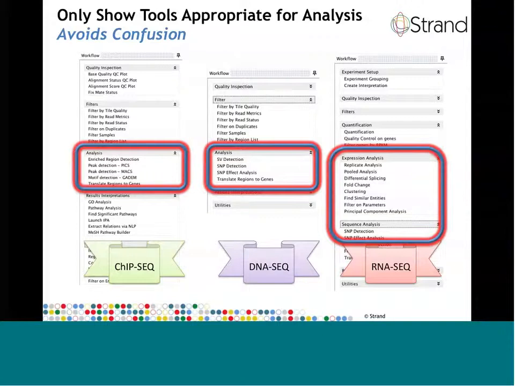So for instance, it's not typical to perform a SNP analysis in a ChIP-Seq experiment, so the SNP detection algorithms are not shown by default in the analysis workflow section, while SNP detection is a very common step to perform in RNA-Seq and DNA-Seq, so they will show up in those workflow steps that support these experiment types.